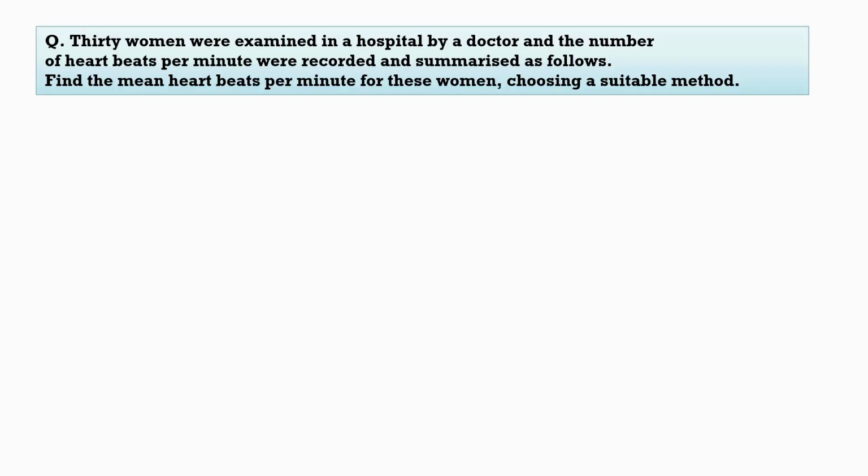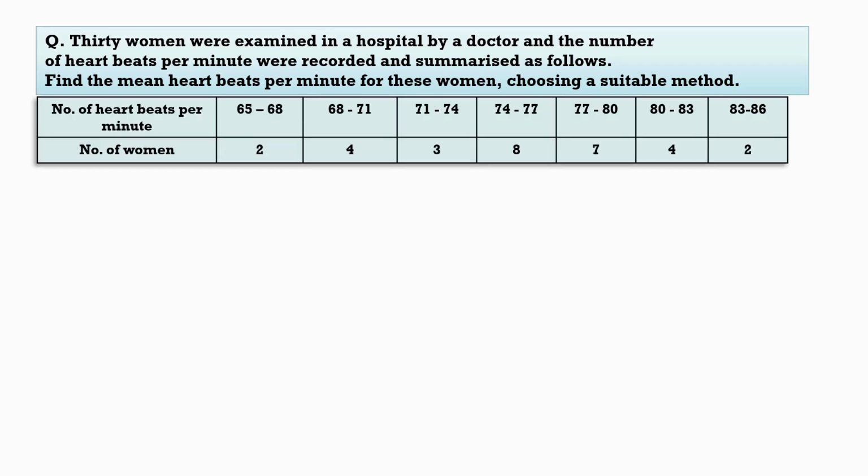Now coming to the next problem. 30 women were examined in a hospital by a doctor, and the number of heartbeats per minute were recorded and summarized as follows. Find the mean heartbeats per minute for these women, choosing a suitable method. So we have to find the mean over here. The number of heartbeats per minute is the class interval, and number of women is the frequency.